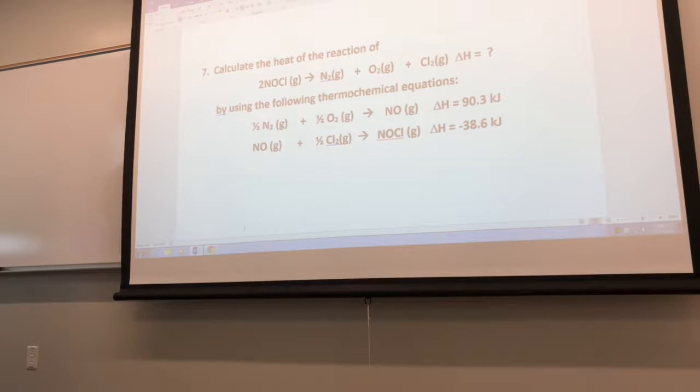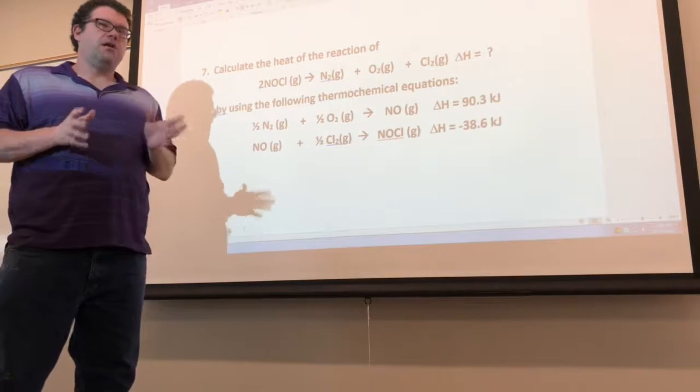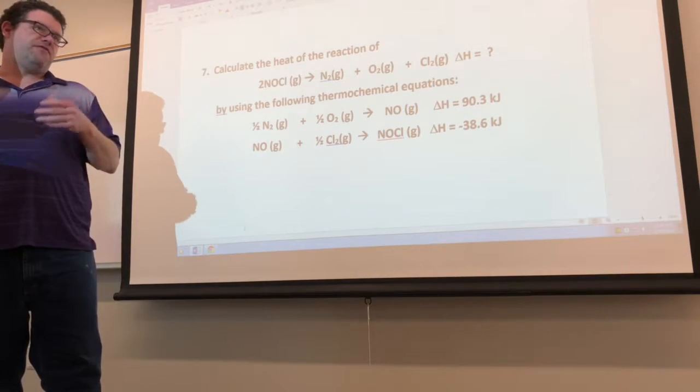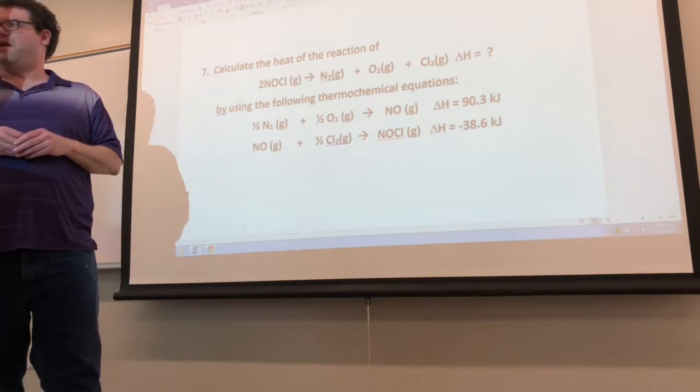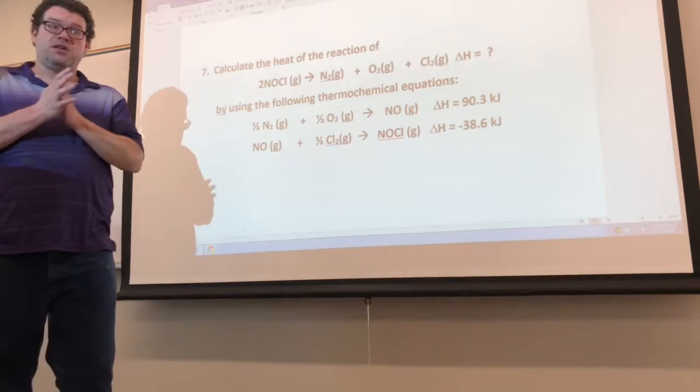you could manipulate those equations. That is, you could reverse the equations, and all you would have to do is just reverse the sign of the enthalpy. You could multiply an equation by a coefficient, either 1/2 or 2 or whatever you wanted to multiply it by, and you would do that to the enthalpy as well in that process.